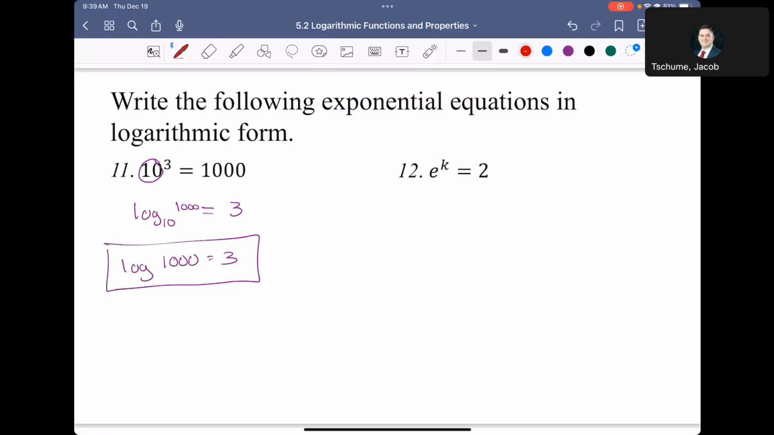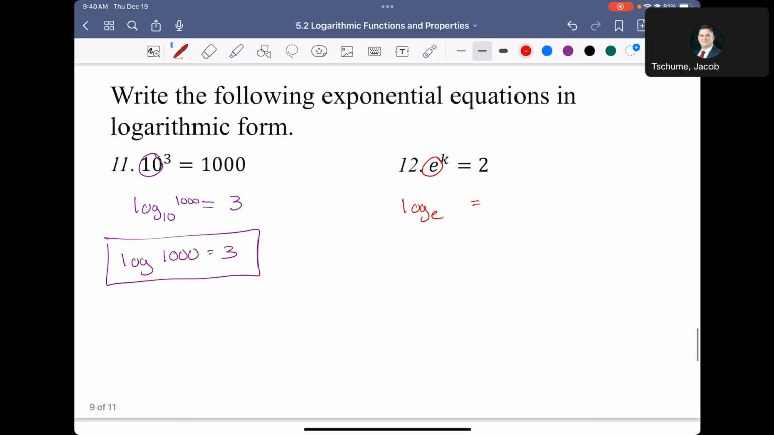All right, looking at number 12, you've got e to the k is equal to 2. So if you were trying to rewrite this as a logarithm, once again, identify your base. So the base of your exponent is e. So we would start with log base e, and then you have to flip-flop the other two parts. The k needs to move away from the e to the other side. So we'll put the k on the right. And I need to bring the 2 to the left and put it next to the e.